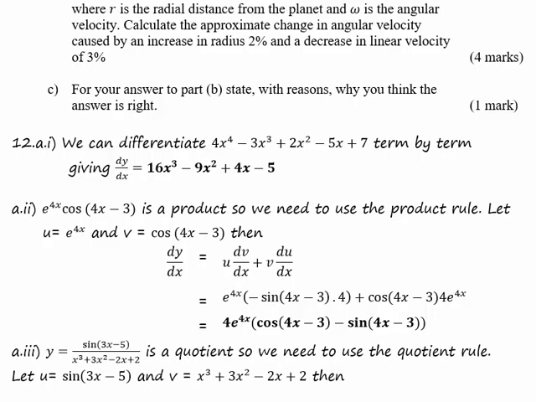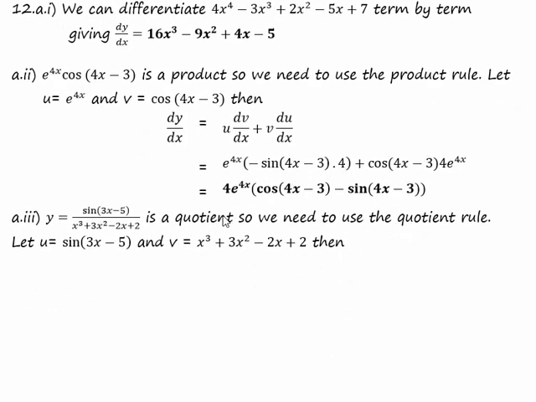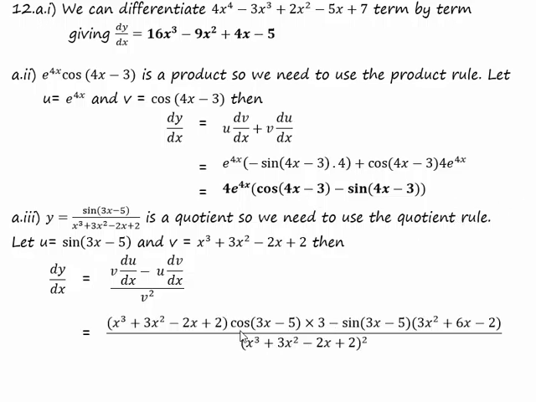For part 3, we've got a quotient. So sine 3x minus 5 is u, and the polynomial in the denominator is v. dy by dx is v du dx minus u dv dx over v squared. So v is the polynomial times the differential of sine 3x, which is going to be cos 3x times 3 because of the linear factor.